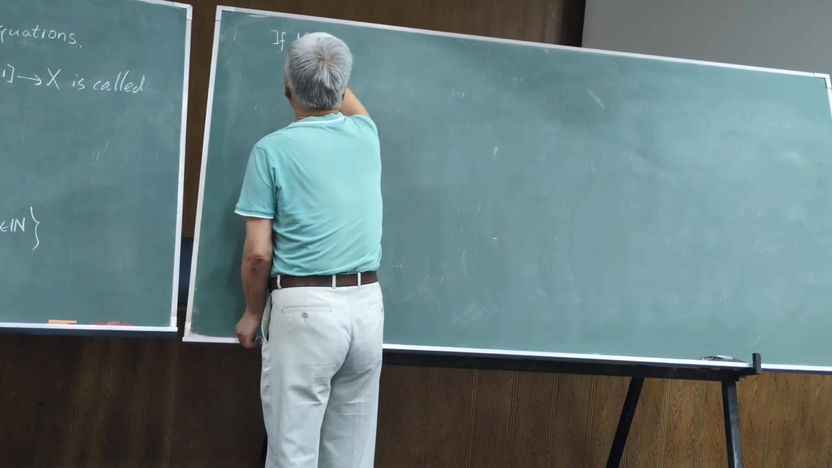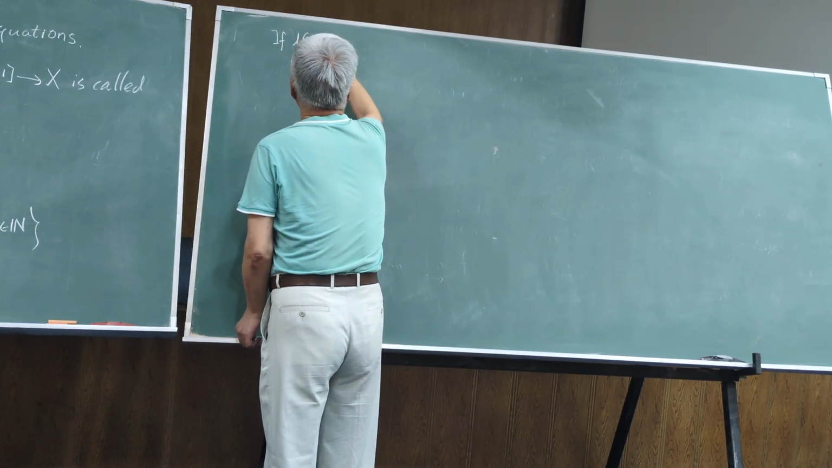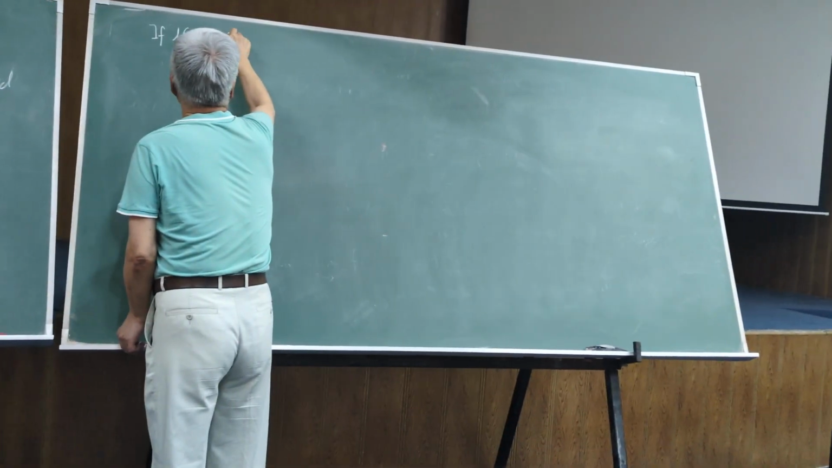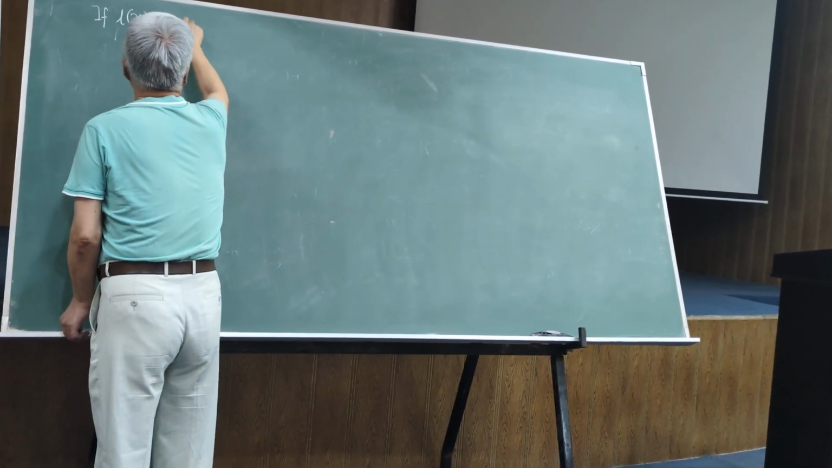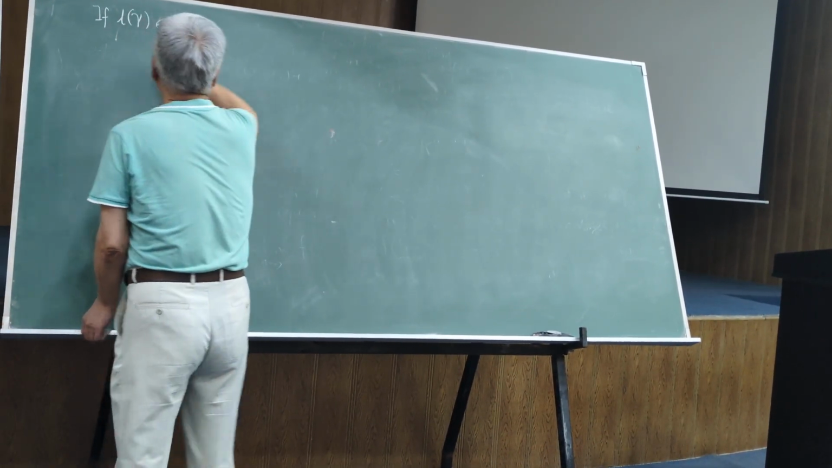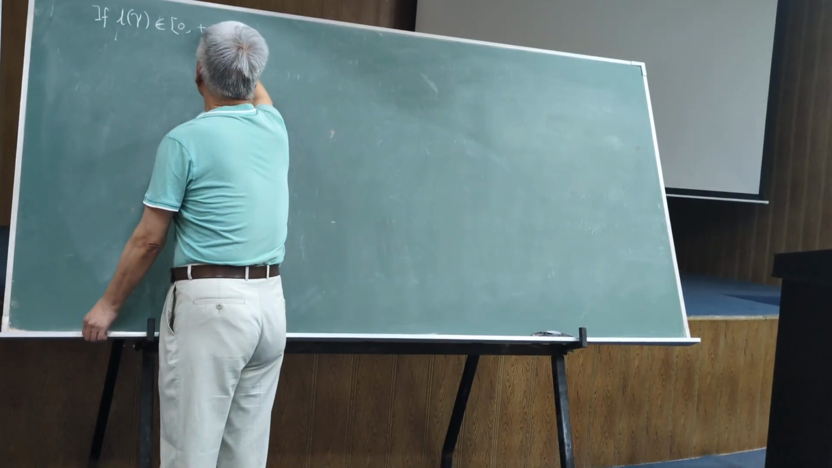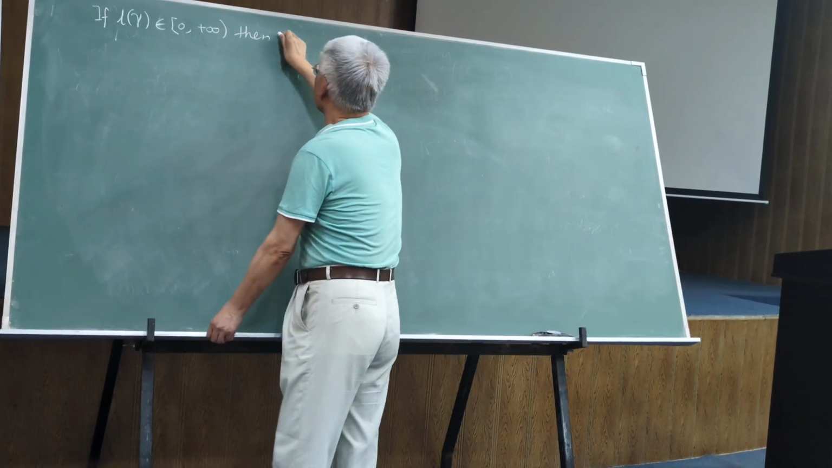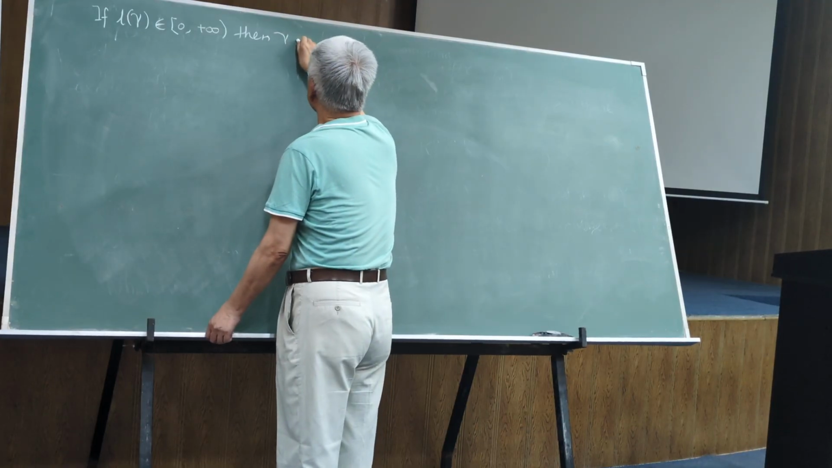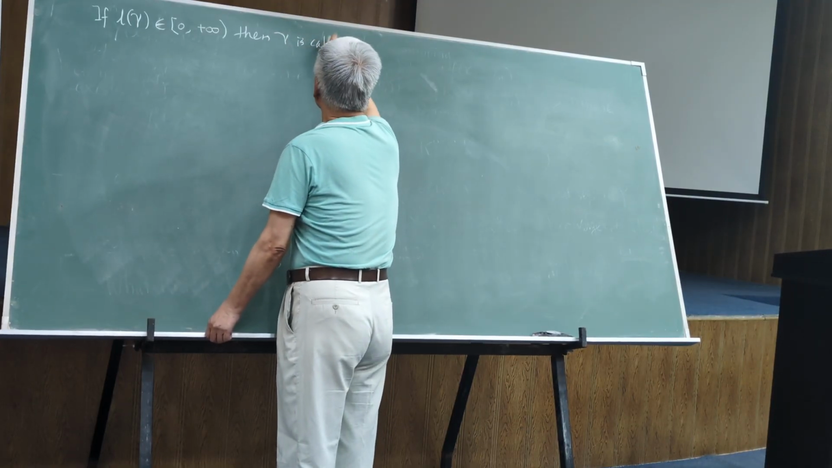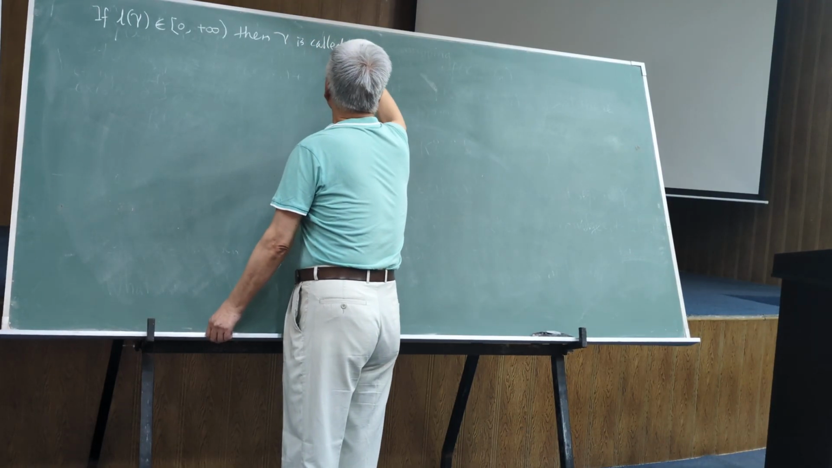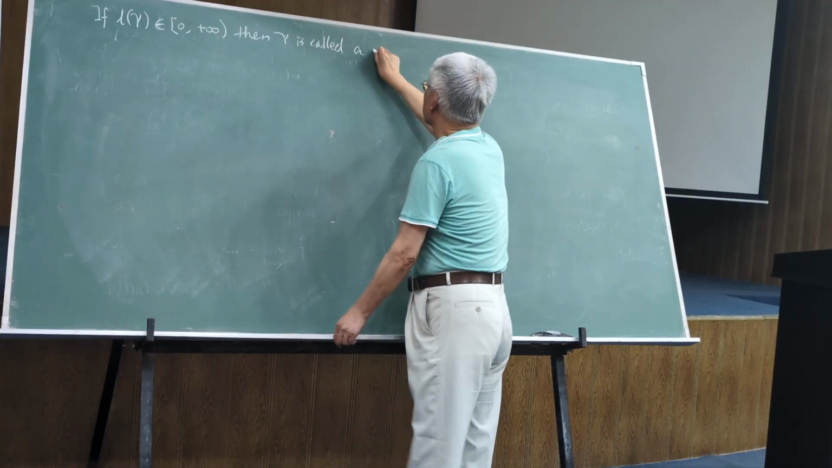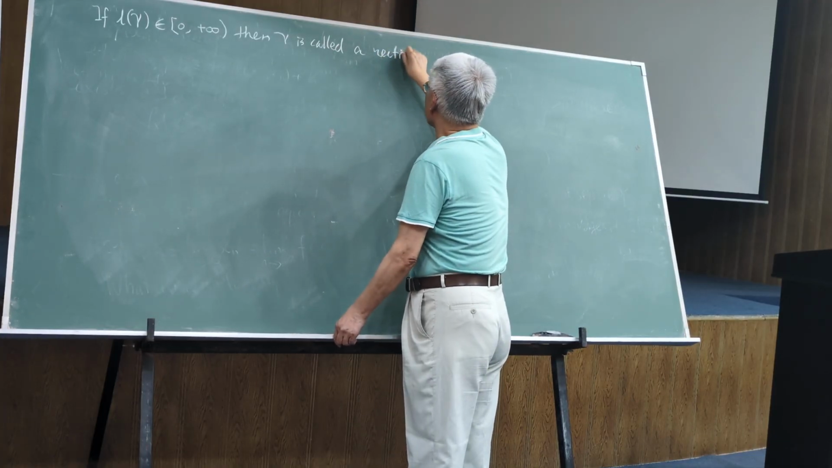Gamma is finite. So it belongs to the... it is definitely non-negative. Then gamma is called the rectifiable curve. I don't know why mathematicians use this word.